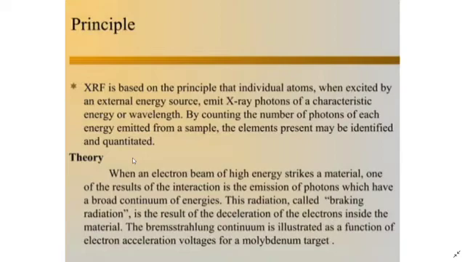By counting the number of photons of each energy emitted from a sample, the elements present may be identified and quantified. The theory: when an electron beam of high energy strikes a material, one of the results of interaction is the emission of photons, which have a broad continuum of energies. This radiation, called Bremsstrahlung radiation, is the result of the deceleration of the electrons inside the material. The Bremsstrahlung continuum is illustrated as a function of electron acceleration voltage for a molybdenum target.